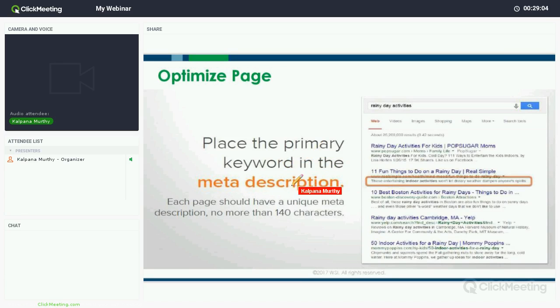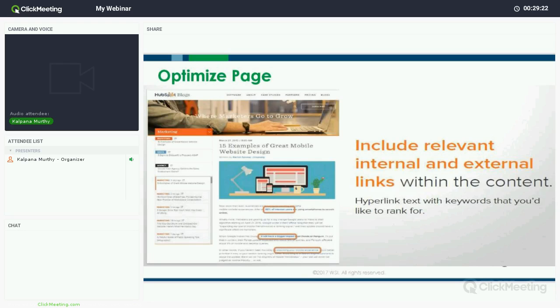Make sure the primary keyword is in that description, and a meta description has to be within 140 characters. If it's longer, no harm. It's just that the rest of the portion is not displayed on the description of the search results.